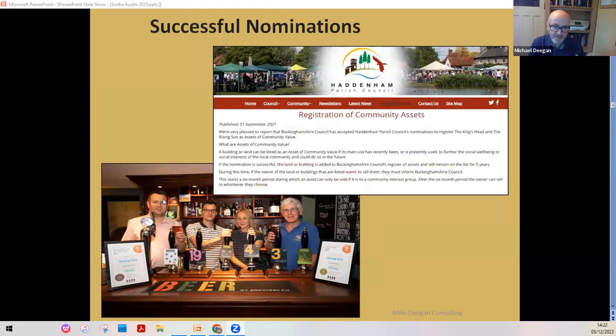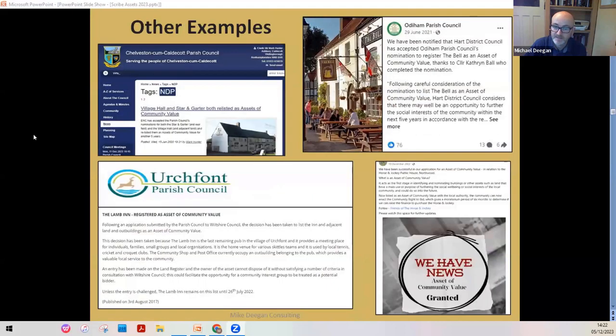And there's lots of different examples of successful nominations. Just have a look online. There's loads and loads. There's just one here from a parish council in Buckinghamshire of a pub, and that's actually still running. I don't think they acquired it, but it is still running. So it had some success there.